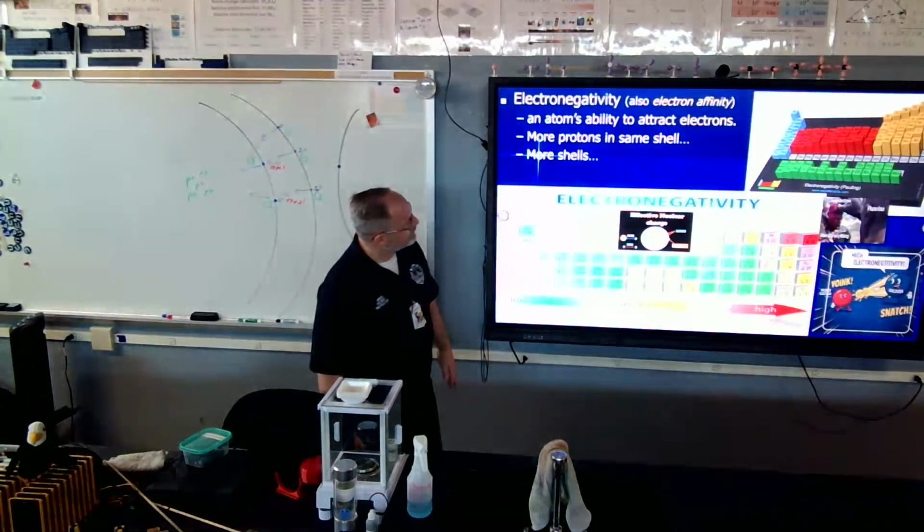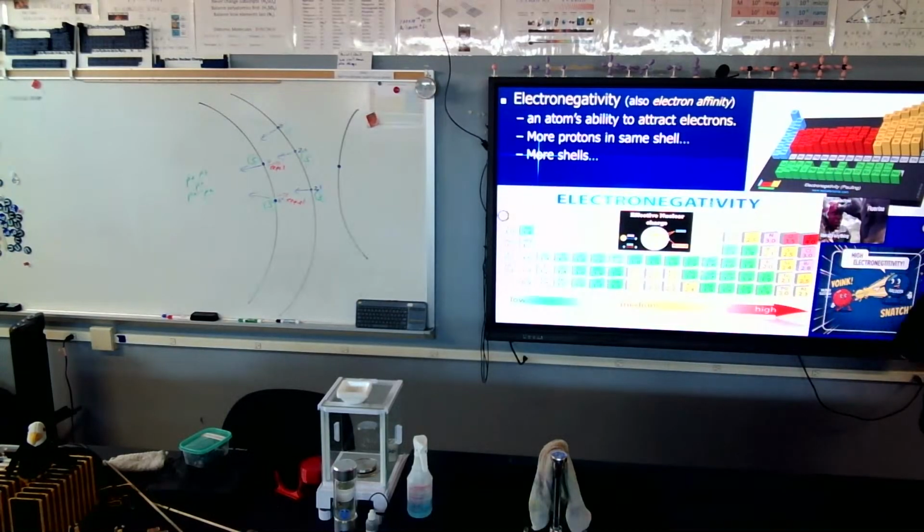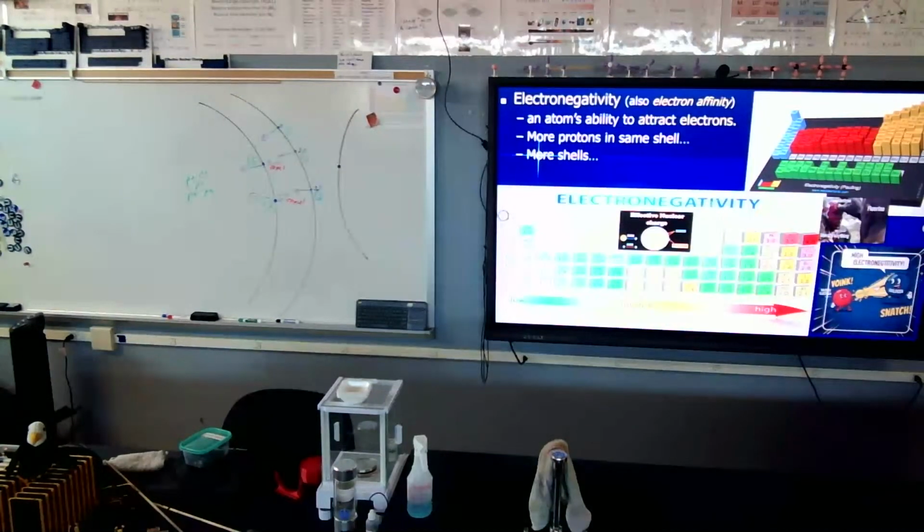So halogens have very high electron affinity. It's relatively easy for them to complete their octet because of their high electronegativity. They have lots of protons. They're not shielded all that well. They can pull electrons from nearby atoms to complete their octet.